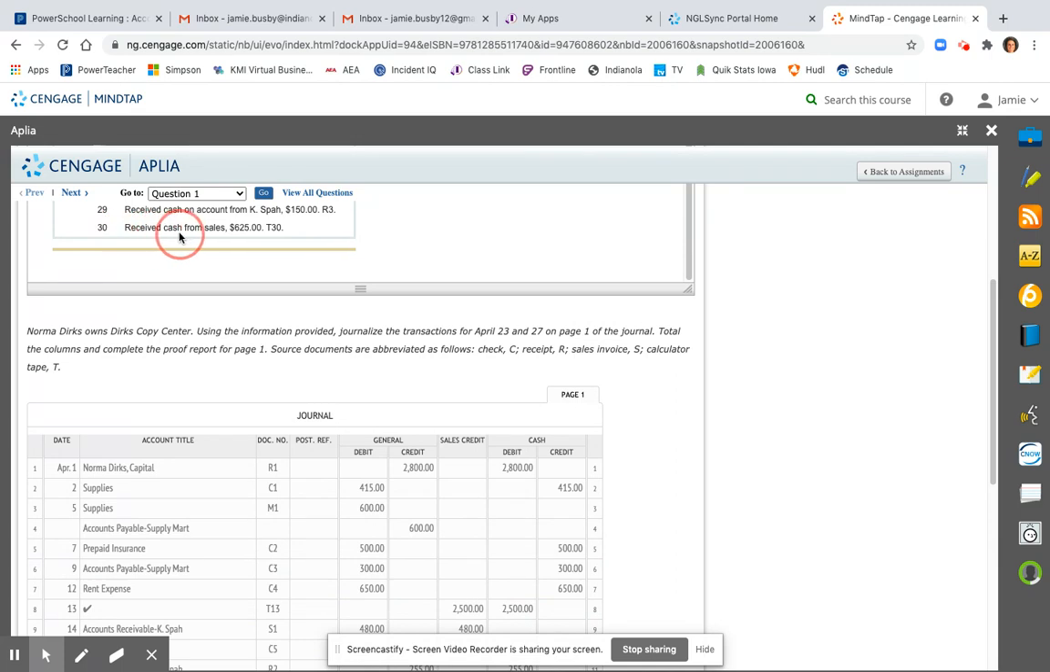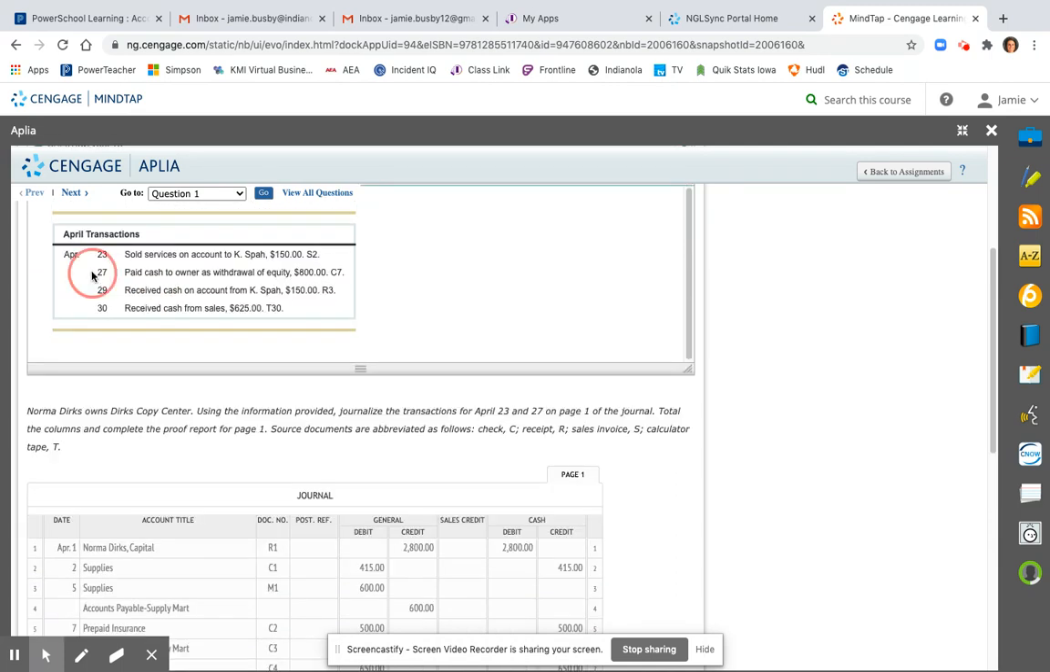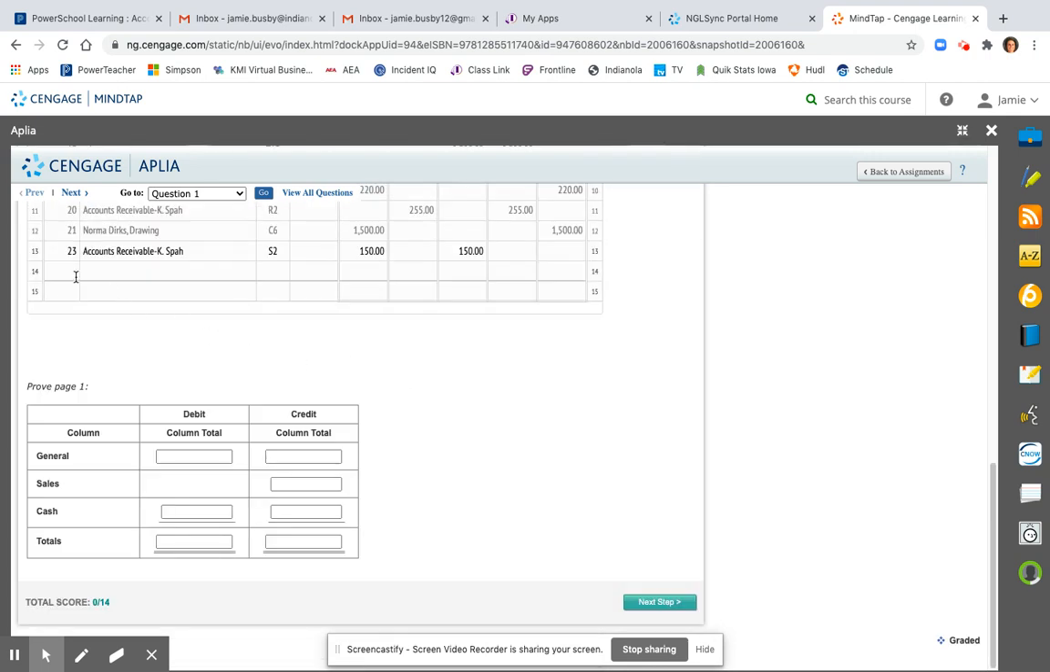On the 27th, we paid cash to owner as a withdrawal of equity. On the 27th, we have our owner, Norma Dirks, drawing because she made a withdrawal. Check number 7. We always debit the drawing account, so that's pretty easy. Debit 800, credit cash for 800.